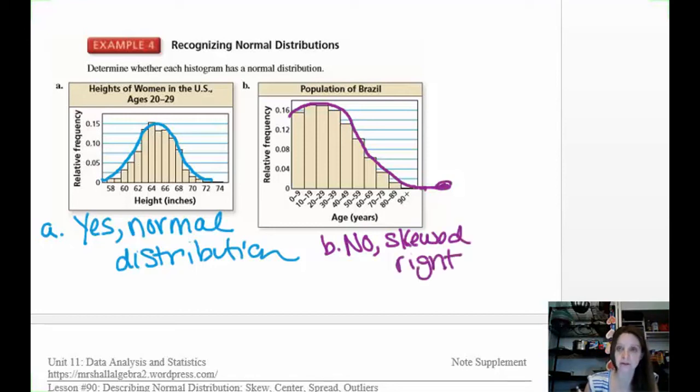And again, on the first one, on A, we can then start applying our 68% of the data lie within one standard deviation of the mean. We can apply and we can calculate z-scores like we've done in previous lessons. And with the skewed distribution B, we can't use any of those formulas. Those formulas only apply to data that has normal distribution.